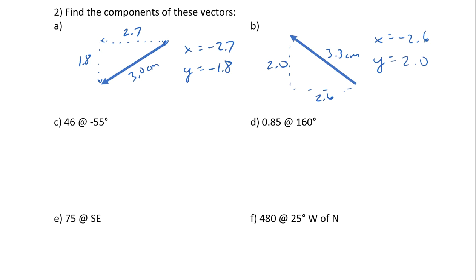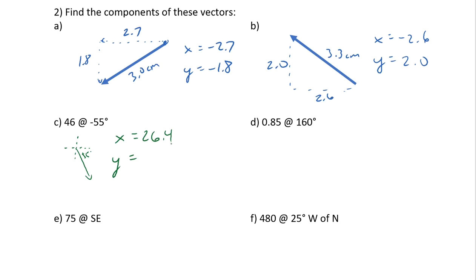So we got 46 at negative 55. So if I make a little reference axis, of course 0 degrees is straight to the right, so negative 55 would drop down. So that'd be like 55 degrees like that, swinging down. So I would do 46 cos 55 and 46 sin 55. So if I do 46 cos 55, it will give me a value of about 26.4. And it's positive because it's going to the right, so no problem there.